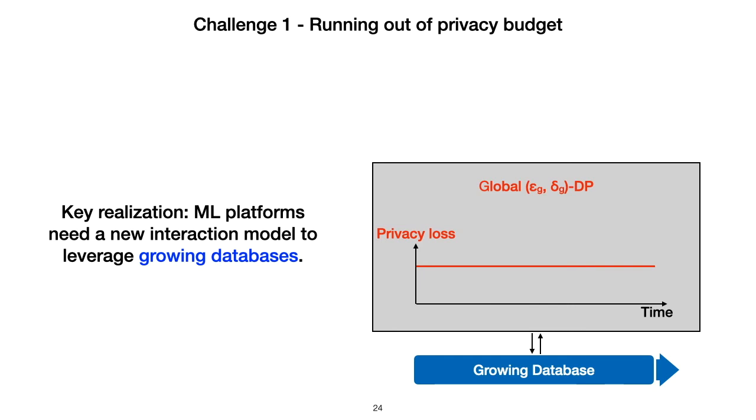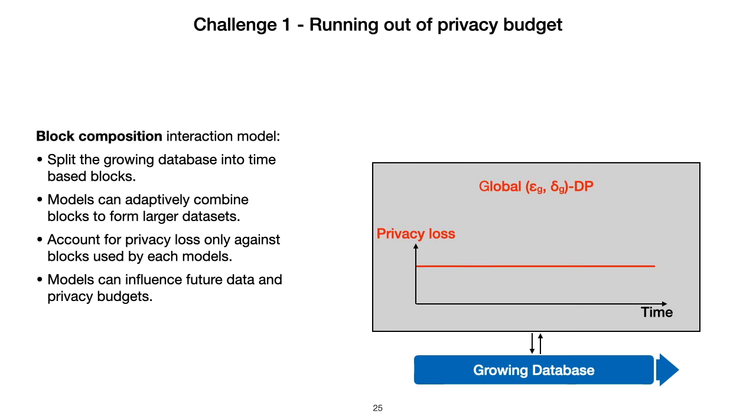So the key to adapt differential privacy to machine learning platforms is to realize that we need to develop a new interaction model for differential privacy, which is better suited to machine learning workloads which operate on this growing database. And we call this new interaction model that we develop block composition. And there are four main characteristics I want to describe.